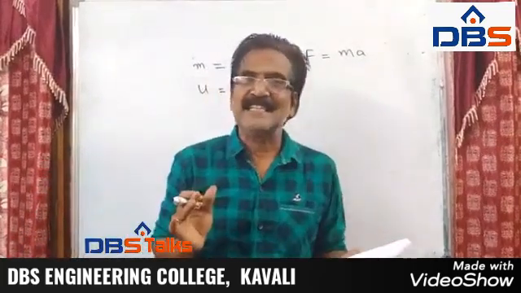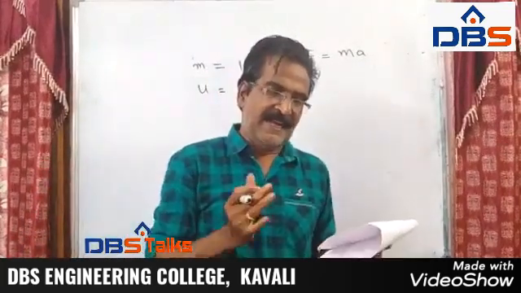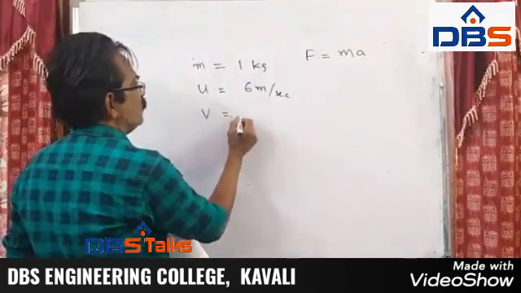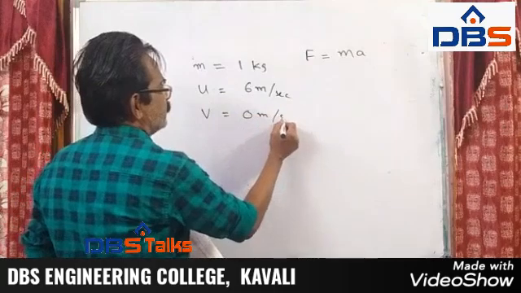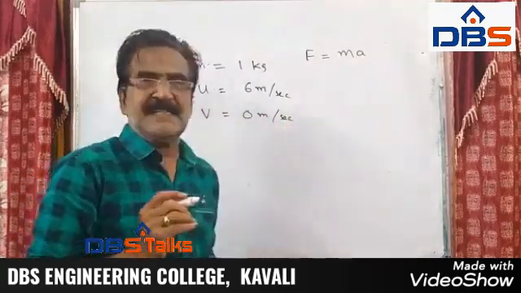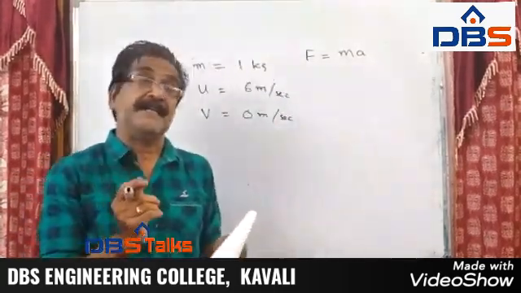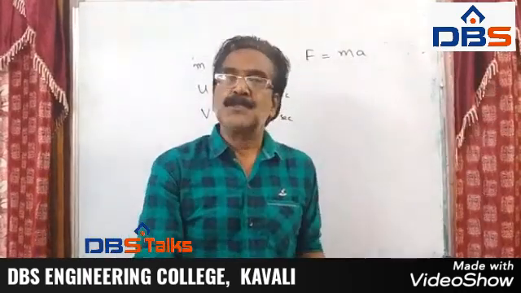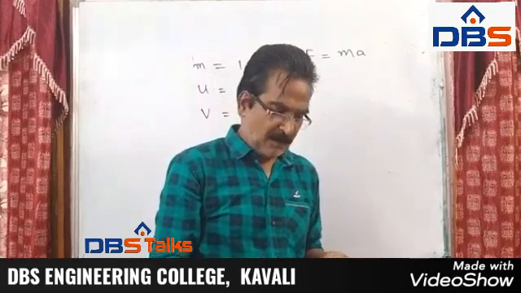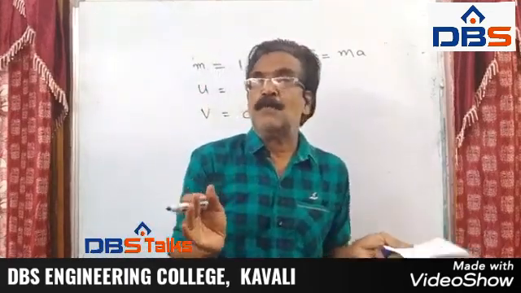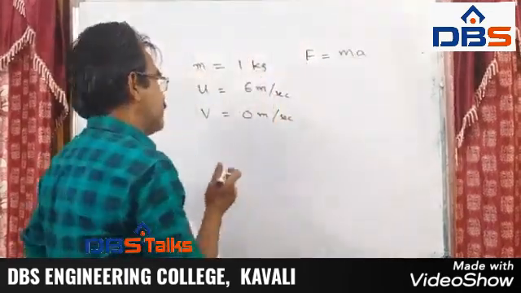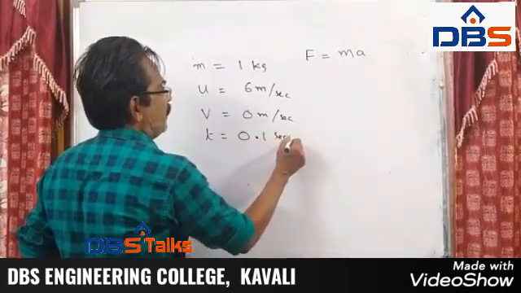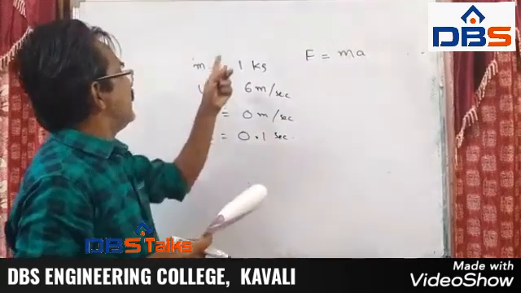The hammer hits a wall and comes to rest. So V is equal to 0 meters per second. The initial velocity of the hammer is 6 meters per second. After hitting the wall, the hammer comes to rest in 0.1 seconds. Time is given: t is equal to 0.1 second. This is the data given, friends.